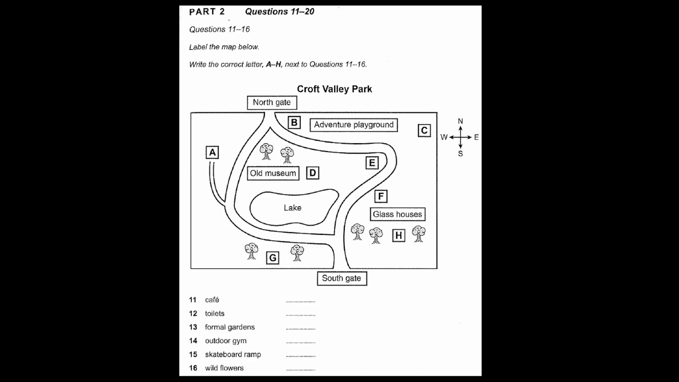We have a new outdoor gym for adults and children, which is already proving very popular. It's by the glass houses, just to the right of the path from the south gate. You have to look for it, as it's a bit hidden in the trees. One very successful introduction has been our skateboard ramp. It's in constant use during the evenings and holidays. It's near the old museum, at the end of a little path that leads off from the main path between the lake and the museum.